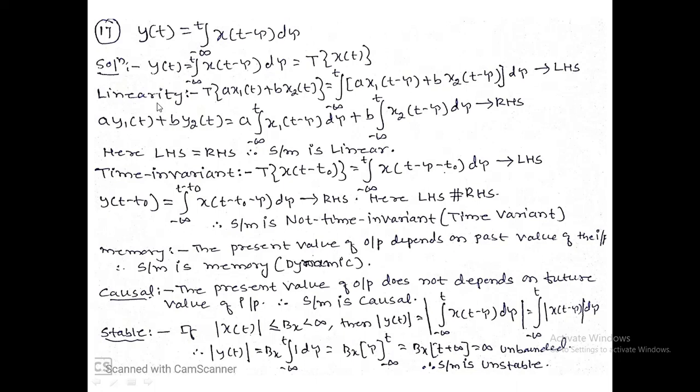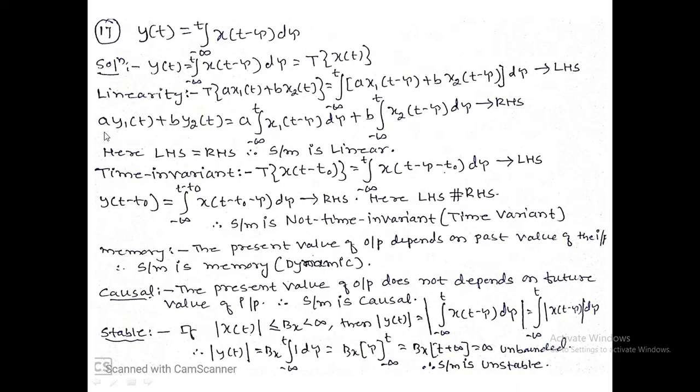In case of linearity, the input signal is a into x1 of t plus b into x2 of t. The system operating on it equals the integral from minus infinity to t, where in the input signal only we have to replace t by t minus tau: a x1 of (t minus tau) plus b x2 of (t minus tau), d tau. This is the LHS.